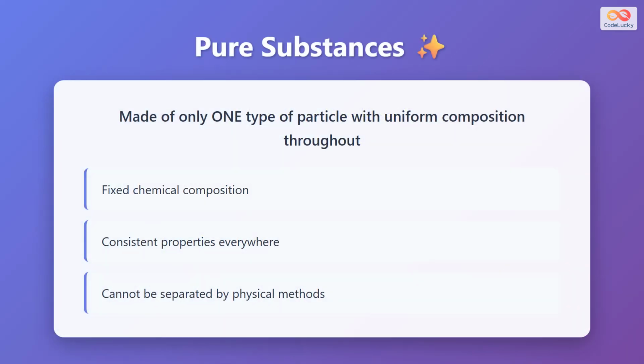A pure substance is made of only one type of particle, with uniform composition throughout. This means that no matter where you sample a pure substance, it will always have the same properties. Pure substances have three key characteristics. First, they have a fixed chemical composition that never changes. Second, their properties are consistent everywhere throughout the sample. Third, they cannot be separated into simpler substances by physical methods like filtering or evaporating.